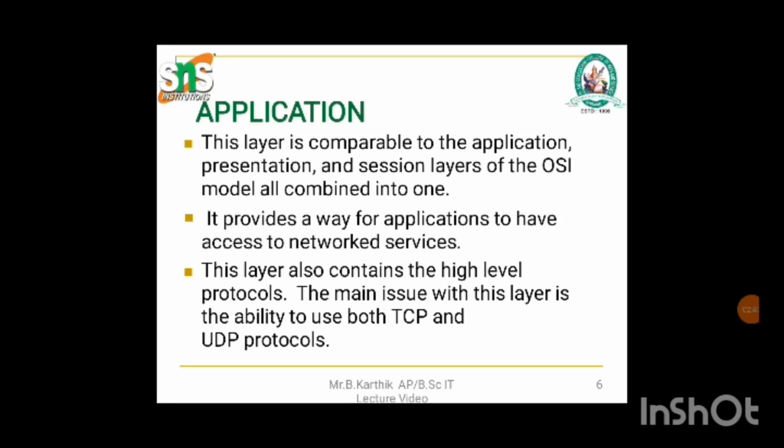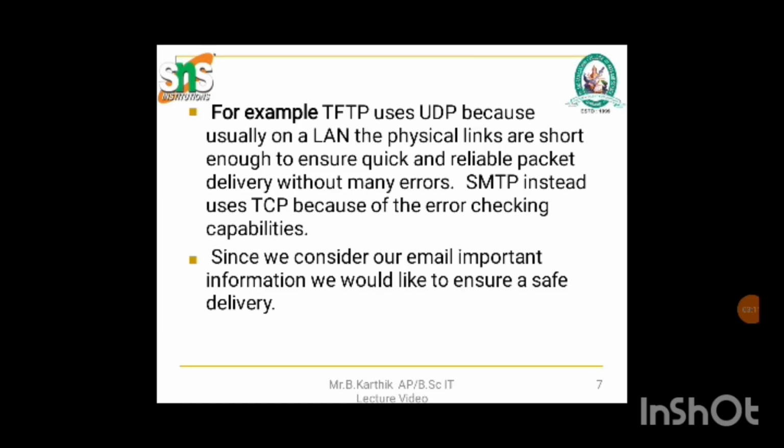The application layer is comparable to the application, presentation, and session layers of the OSI model, all combined into one. It provides a way for applications to have access to networked services. This layer also contains the high level protocols. The main issue with this layer is the ability to use both TCP and UDP protocols. An example for application layer is TFTP, which uses UDP because usually on a LAN, the physical links are short enough to ensure quick and reliable packet delivery without many errors.